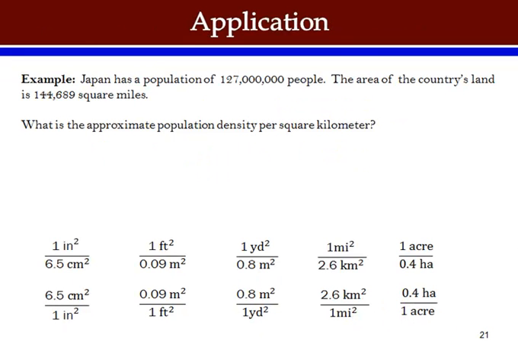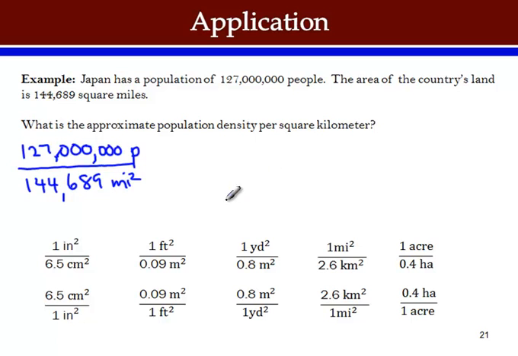And so we can use what we know about unit conversions to solve application problems. So here's our example. Japan has a population of 127 million people, and the area of the country's land is 144,689 square miles. So we've got 127 million people living in a land mass, we'll put a P for people, that is 144,689 square miles. And for miles, you need to remember to put MI so that it's not confused with meters. Now, what they're asking me to find is the density per square kilometer.